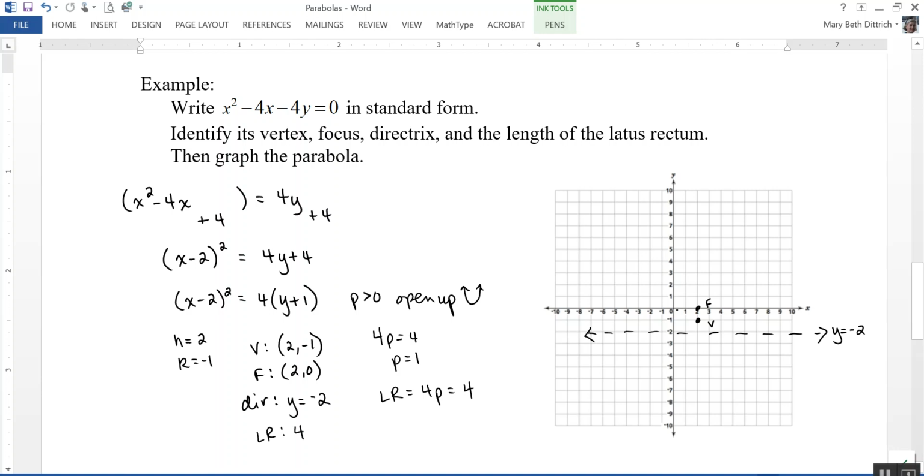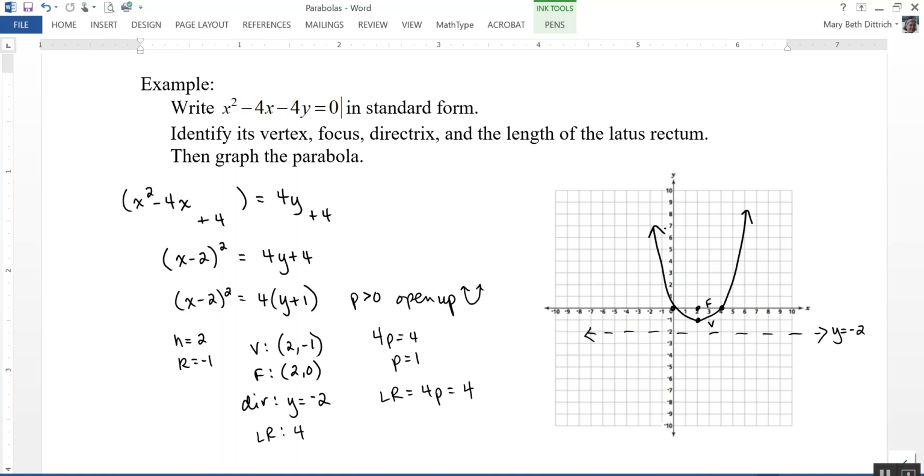So remember that the latus rectum is a segment that goes through the focus, and the endpoints lie on the parabola. If its length is 4, that means that I'm going to have 1 point over here, 2 units to the right of the focus, and 1 point 2 units to the left of the focus. And from there I can draw my parabola through the vertex and through the endpoints of the latus rectum. And there's my parabola.